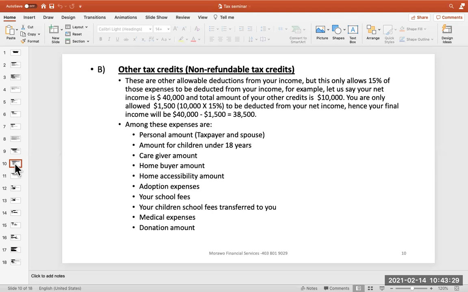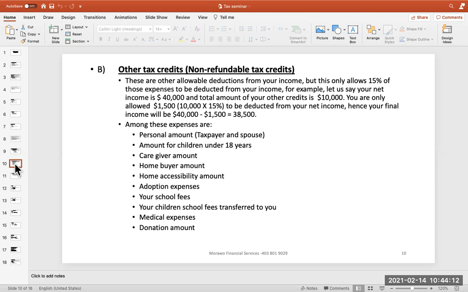So let's look at an example. Let's say your income is 40,000 and the total amount of your other credit, non-refundable tax credit, is 10,000. So you are only allowed 1,500. That is 10,000 multiplied by 15%. That's the amount to be deducted from your net income. Hence, your final income will be 40,000 minus 1,500, which will give us 38,500. That's your net income.